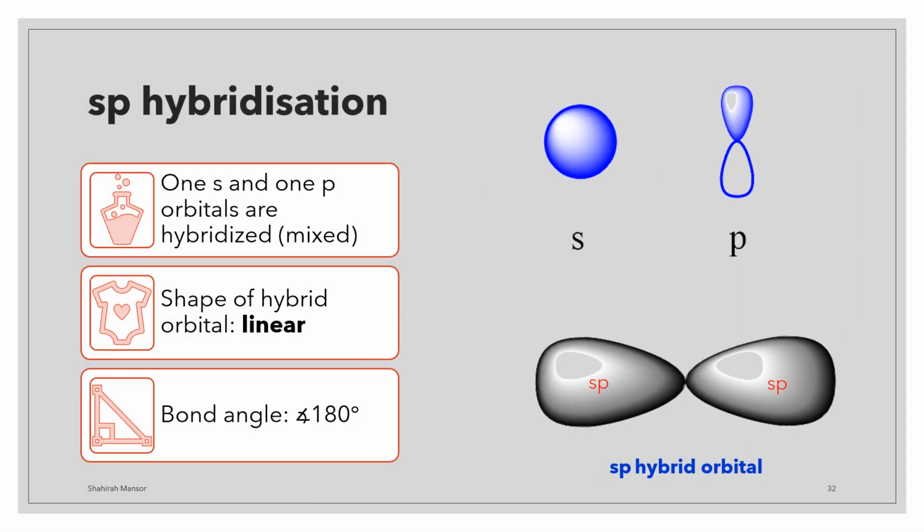sp hybridization involves the mixing of one s orbital and one p orbital. So, combination antara dua ni akan menghasilkan sp hybrid orbital yang ada dua kelopak. So, this shape kita panggil sebagai linear. Shape of this hybrid orbital adalah linear. So, as this is linear shape, so the bond angle here will be 180 degree. So, apa nama hybrid orbital ni? Ini adalah sp hybrid orbital dan kita kena labelkan pada kedua-dua kelopak.